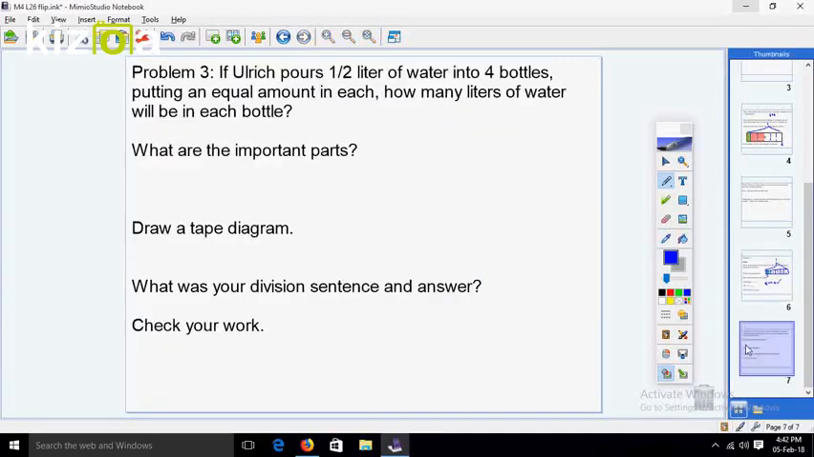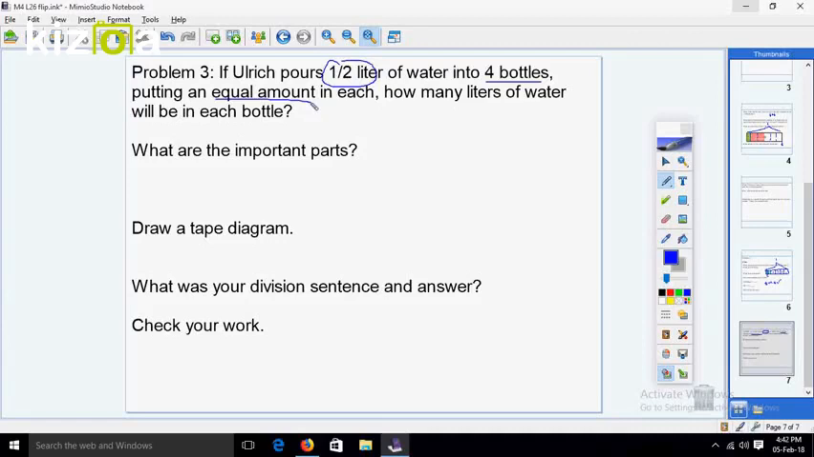All right, last problem here. If Yurik pours 1/2 liter of water into 4 bottles, putting an equal amount in each, how many liters of water will be in each bottle? Okay, important parts: 1/2 liter, 4 bottles, and this is also extremely important, equal amount.